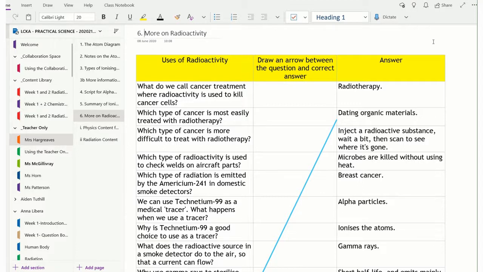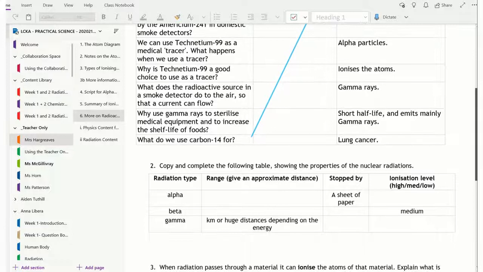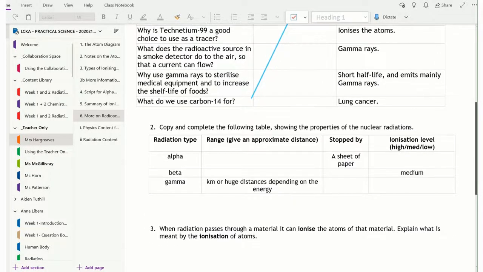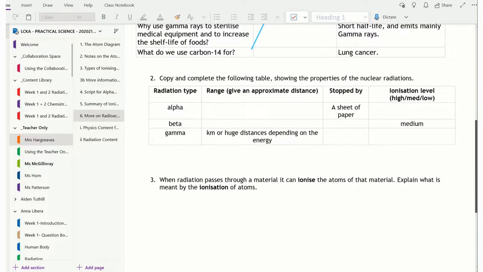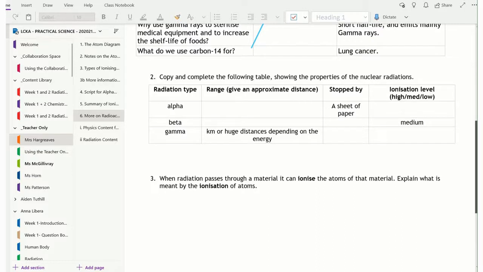Now please go to your class notebook and answer the questions on more on radioactivity. Question 1 is a mix and match where it gives you a use of radioactivity and an answer. Question 2 is about the range in air and what's stopped by the types of radiation. And question 3 is a reminder of ionizing radiation. There'll be another sheet on detectors of radiation for you to fill in and mix and match. Please complete these. That is your task for the 2 weeks.